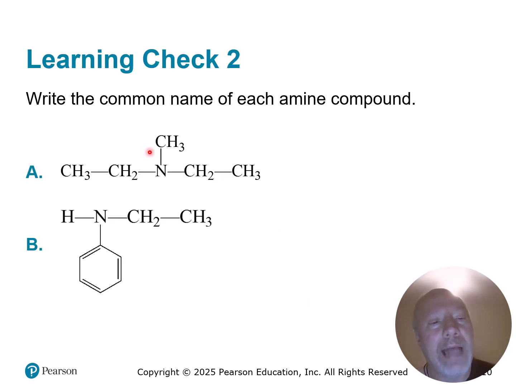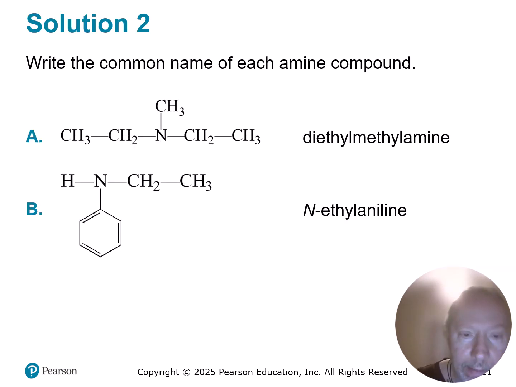So let's see if we can write a common name for A. Well, we have ethyl here, and a methyl here. So we kind of know that it's going to be diethyl methylamine. We look at this, we see aniline, don't we? So we say, oh, that's going to be aniline. And then we see an ethyl group. So this looks like it's going to be N-ethyl aniline. So let's see what we get. So yes, diethyl methylamine. We have a tertiary amine, and here in ethyl aniline, we have a secondary amine, just as we suspected.